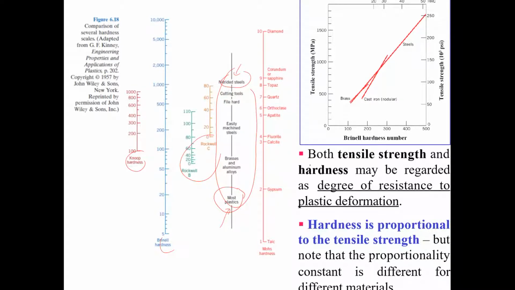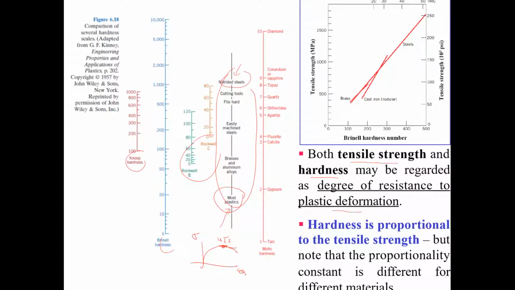Alright. So as I told you before, we look at this correlation between the tensile strength and also the hardness. Both tensile strength and hardness may be regarded as a degree of resistance to plastic deformation, because if we recall your stress-strain curve, this is your stress and strain curve. So this is basically your tensile strength, or UTS, ultimate tensile strength.